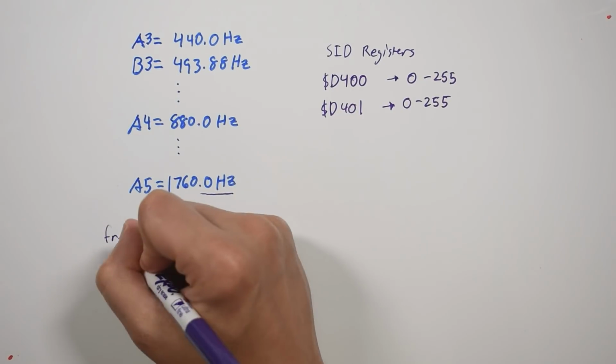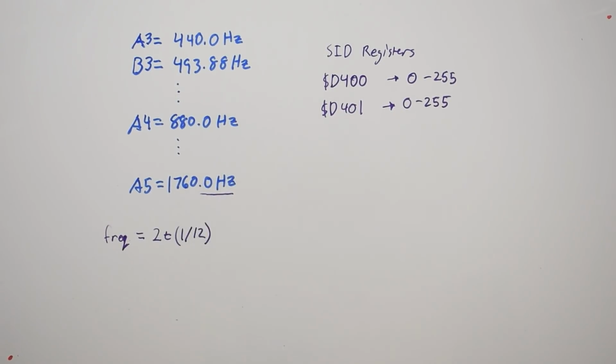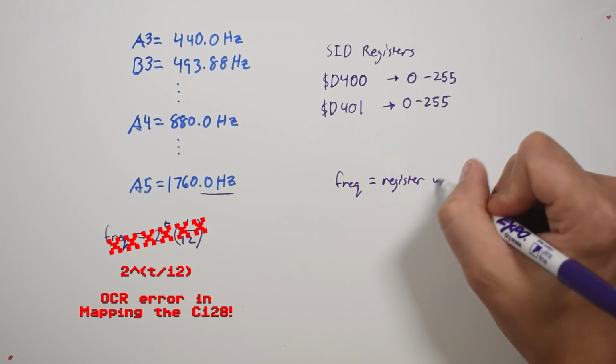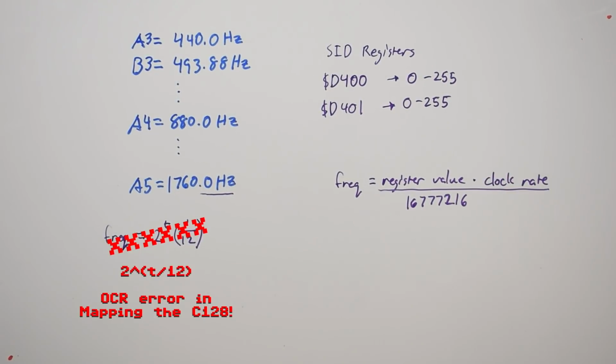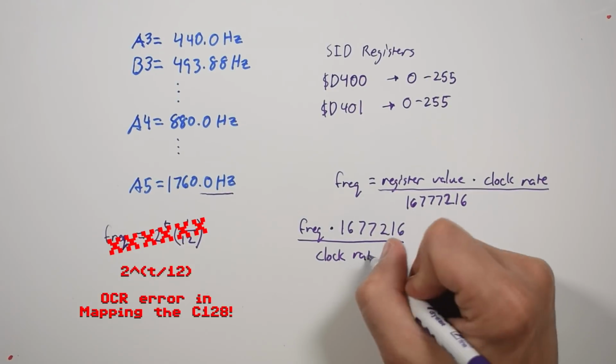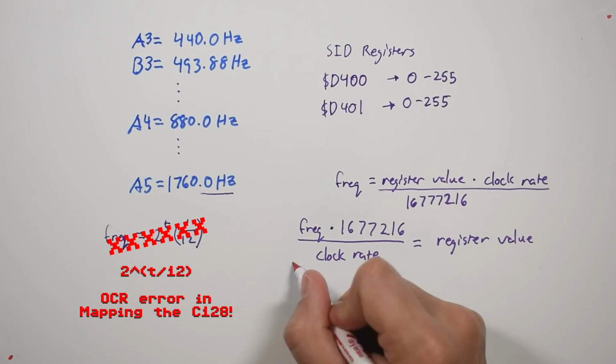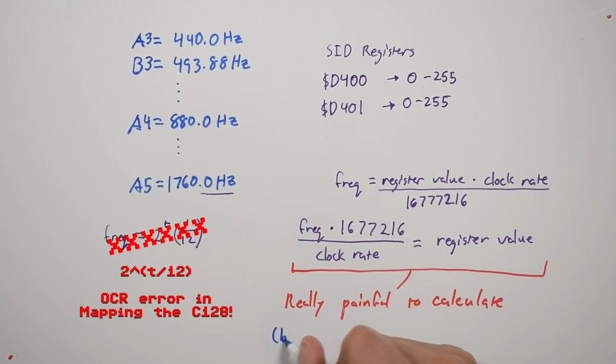To find the frequency for a given note mathematically, we can use the formula 2 raised to the t multiplied by 1/12. But to calculate the note for the SID, we have to use a different formula. Instead, we multiply the note frequency that we already know by a given constant, divided by the clock rate of the computer. Unfortunately, this requires that we A, already know the actual frequency of the note we want to play from the earlier formula, and B, have to do lots of multiplication and division to get the actual values.